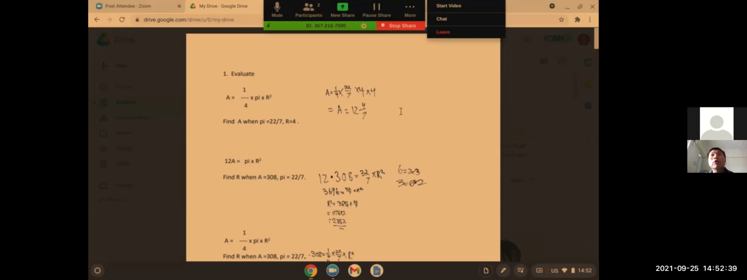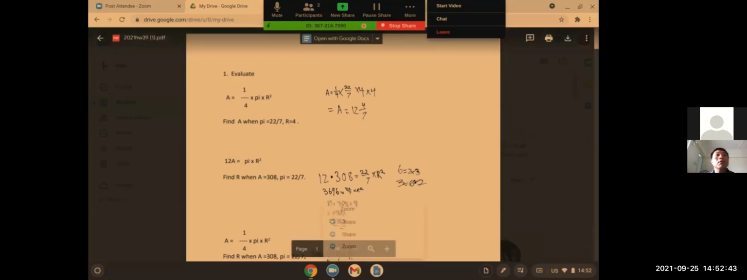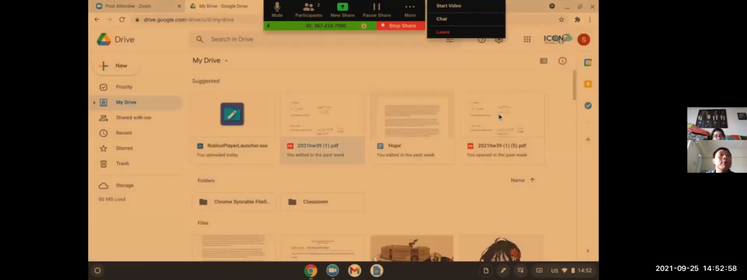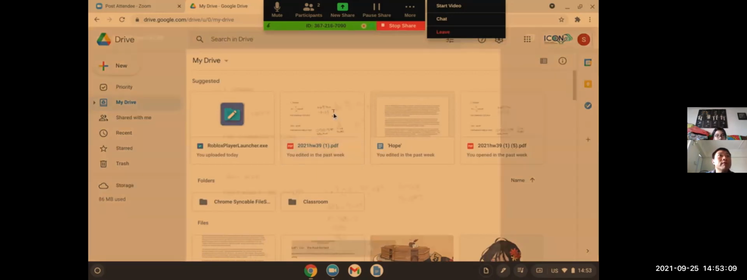Okay. You need to turn on your camera. Yeah, good. Okay. So what is pi r squared? Okay. I cannot see your screen already. Yep, good. Back to your screen. Nice. But I cannot see your PDF. This is Google Drive. Yes, good.